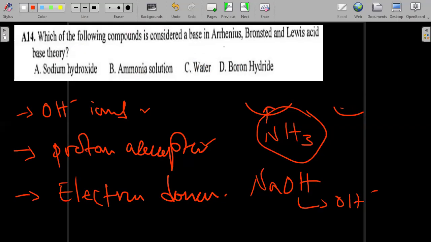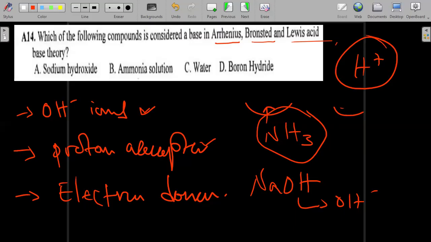a base. So the first one is the Arrhenius definition. According to the Arrhenius definition, a base is a substance that produces OH ions when it is dissolved in water. Then according to Bronsted, a base is a proton acceptor, meaning it accepts hydrogen ions. And then according to Lewis, a base is an electron donor, so it donates electrons.